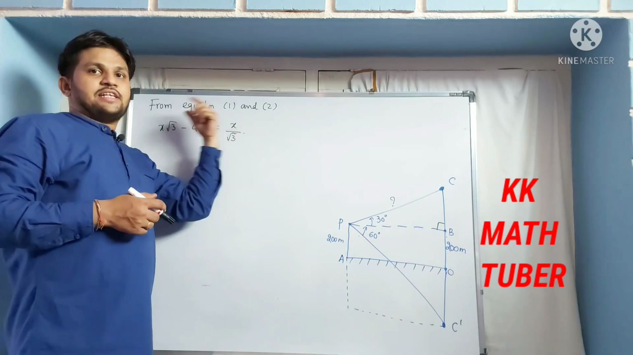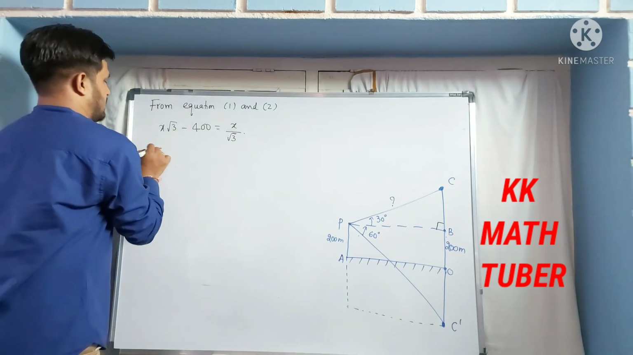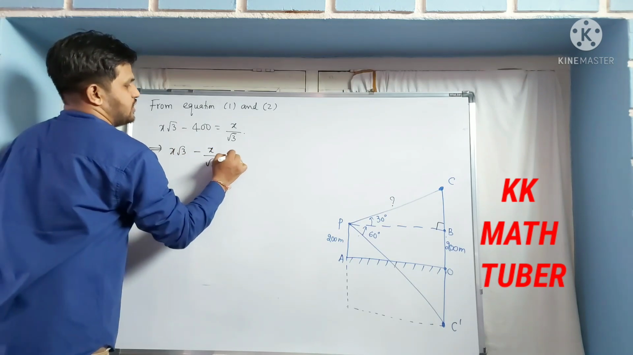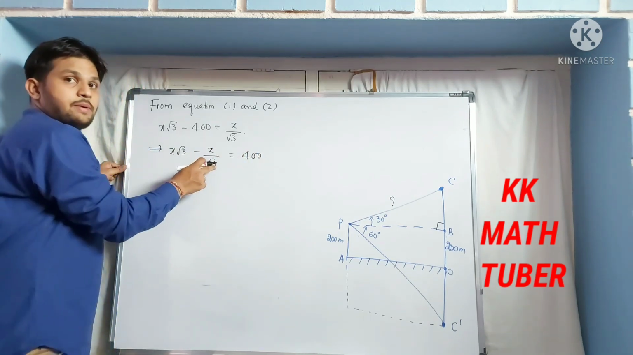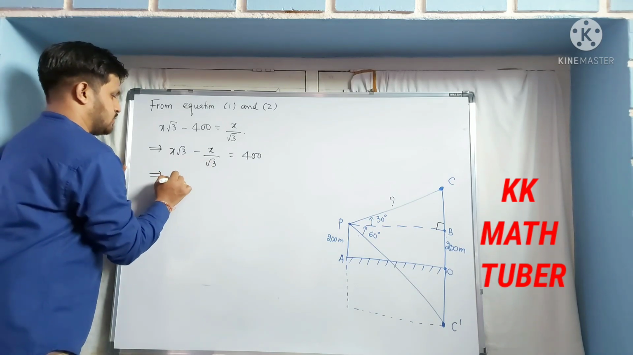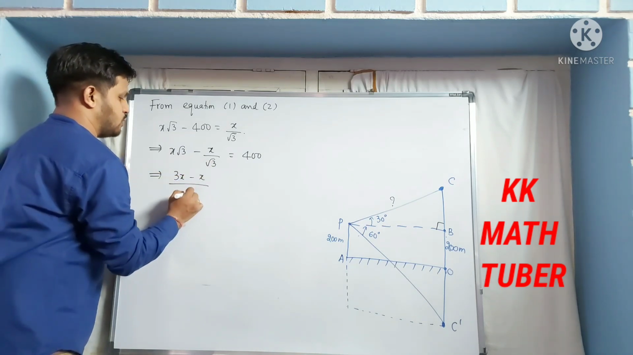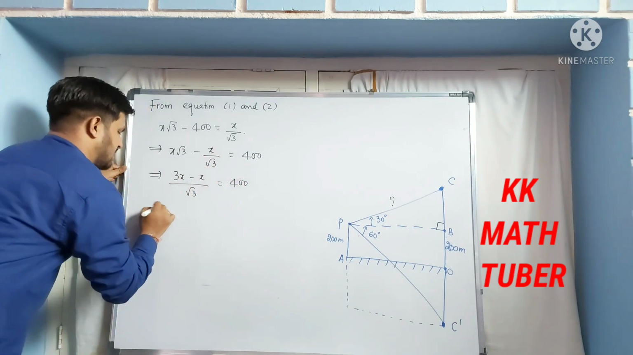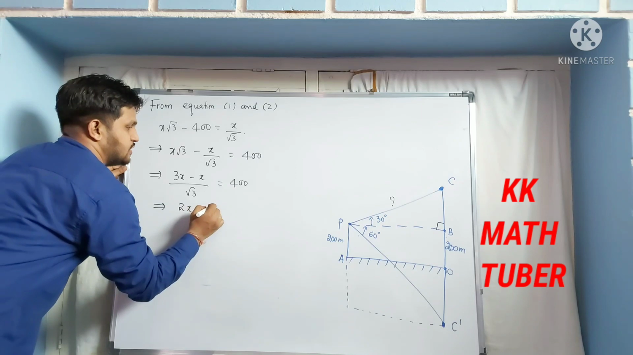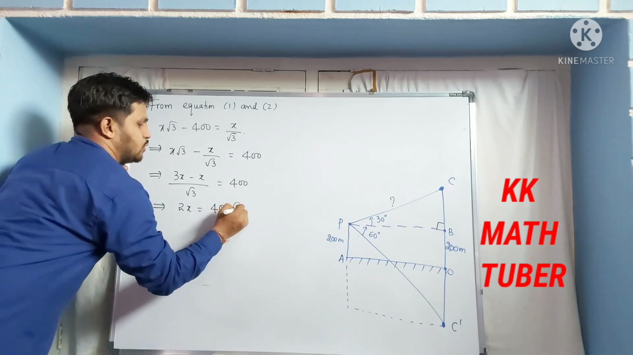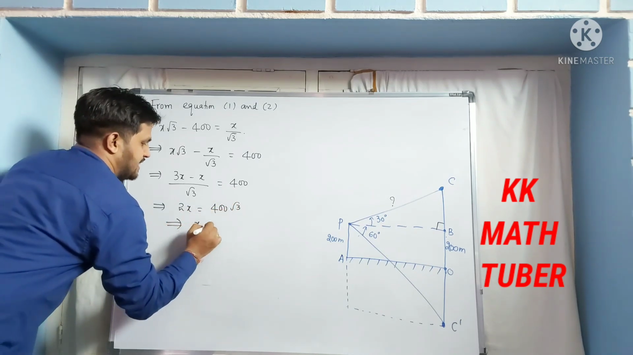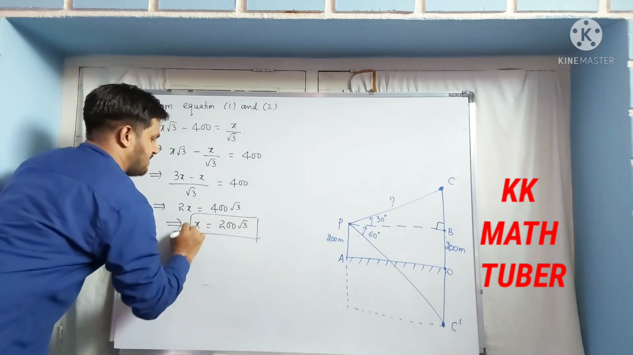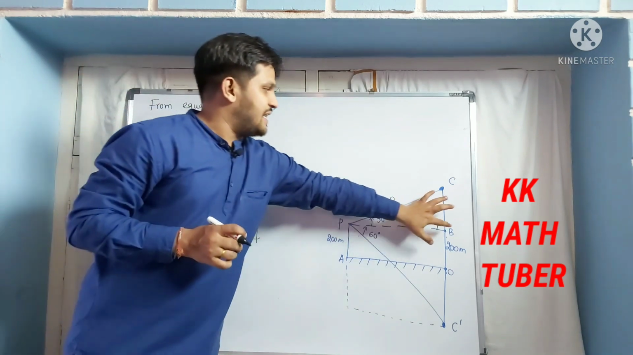Now from here we will find the value of x. So what will be the value of x? x root 3 minus x by root 3 is equal to 400. Now simplify this. So 3x minus x divided by root 3 is equal to 400. Therefore, what is the value of x? 2x is equal to 400 into root 3. So this implies x is equal to 200 root 3. Once the value of x has come, I know what this length BC is.